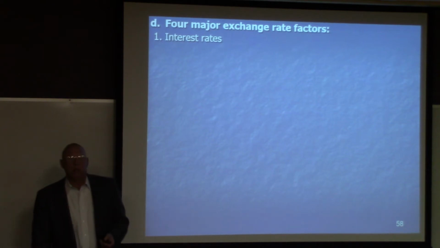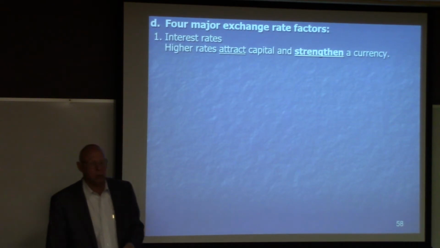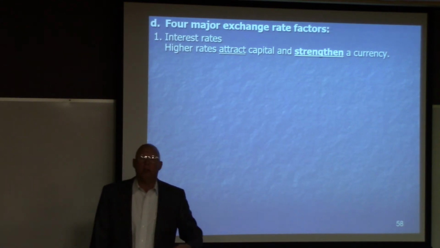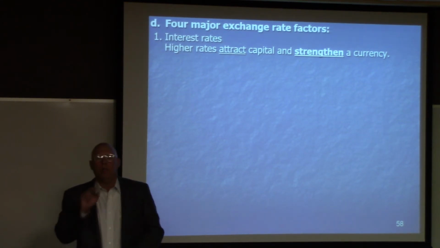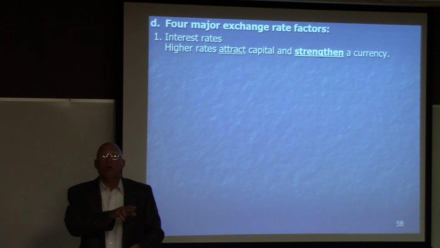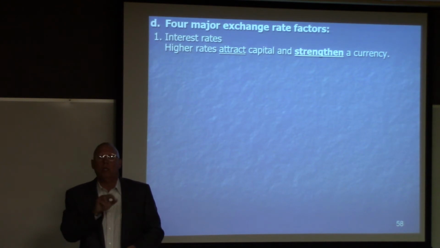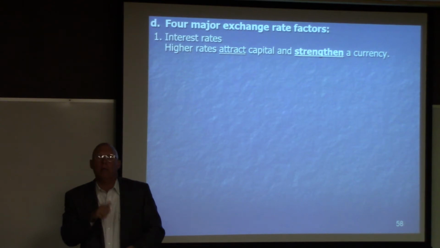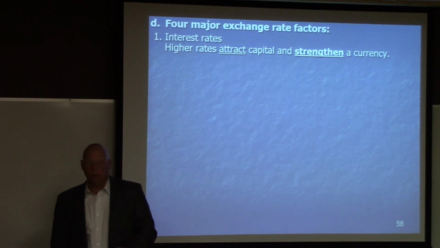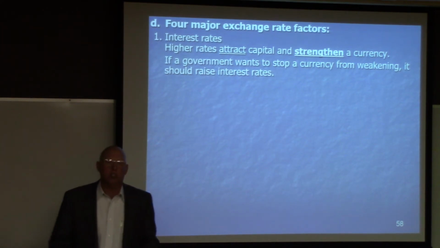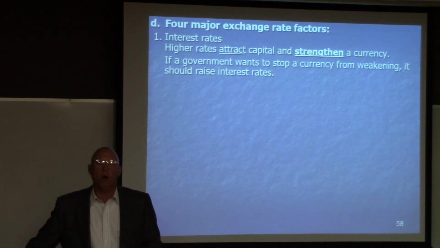Okay, let's look at interest rates. Things that affect exchange rates: interest rates, currencies. Higher interest rates attract capital and therefore strengthen a currency. If the United States raises rates compared to other countries, then people will want to invest in the U.S., and in order to do that, they will have to take their currency and buy our currency, which drives up the price of our currency. If a government wants to stop a currency from weakening, it should raise interest rates. If they want it to weaken, then they cut interest rates.